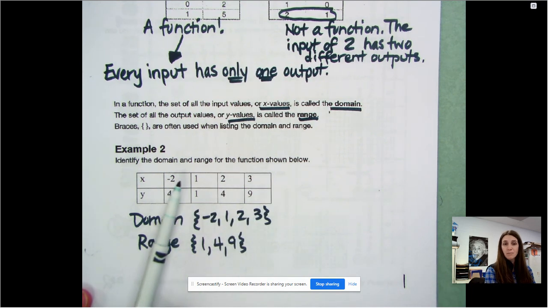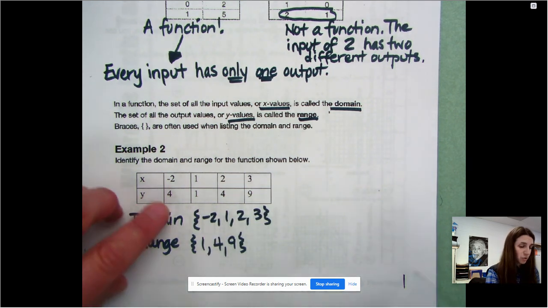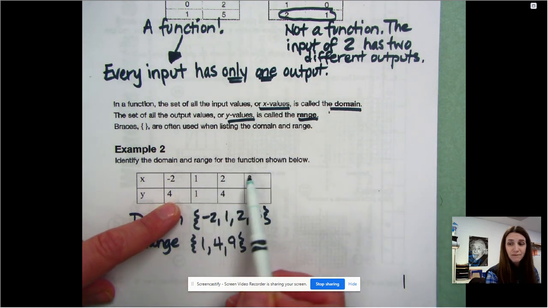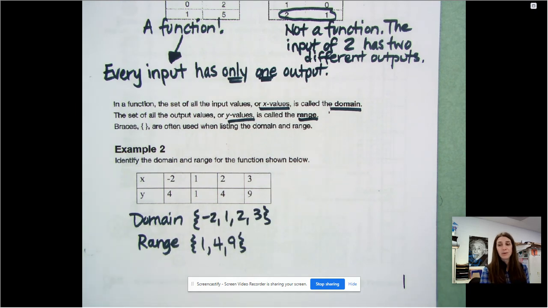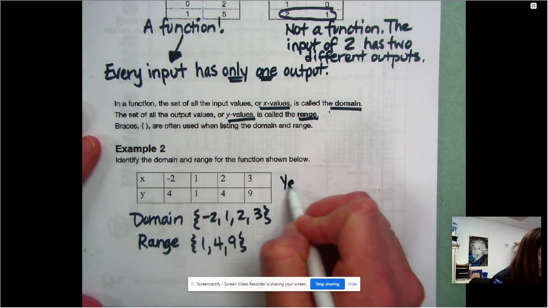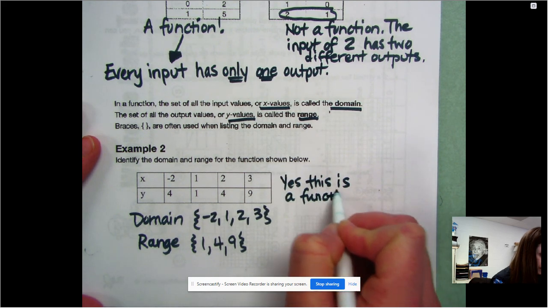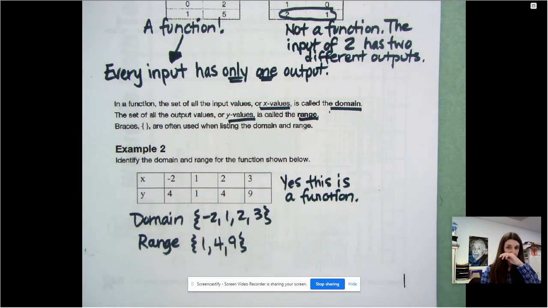Does every input have only one output? Yes. It's okay that they have the same output. It's just that no input can have 2 outputs. No input can repeat and have something different happening. So this, yes, this is a function. When you're ready, we're going to turn to page 2.